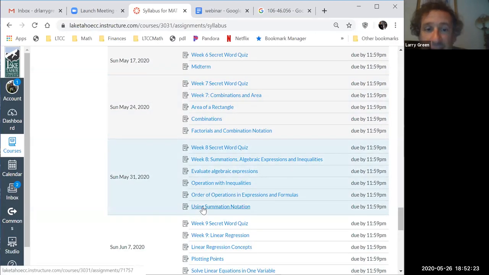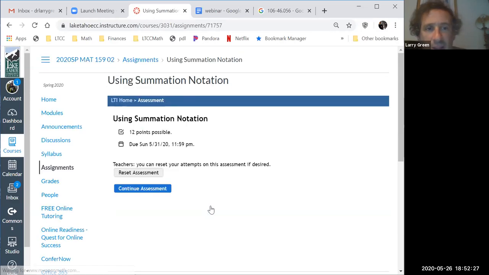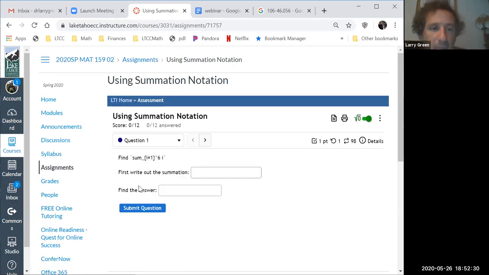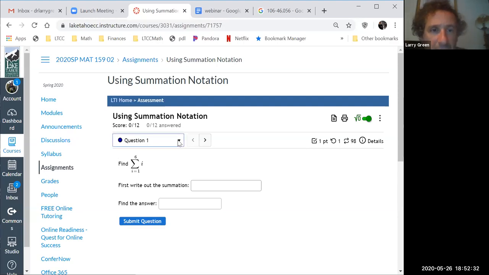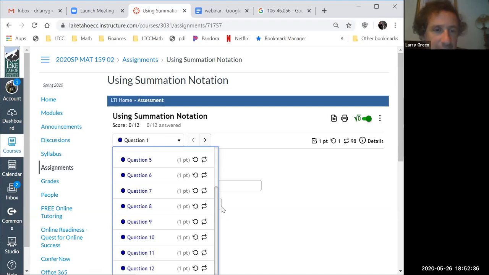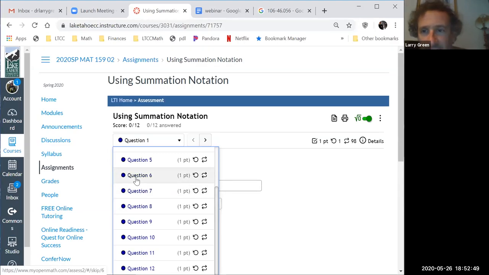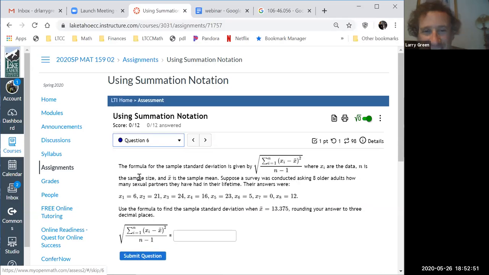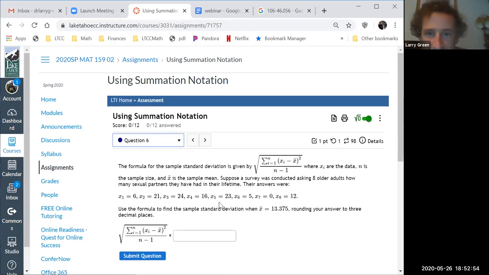And that is using summation notation. Okay, so there's actually fewer this time. How about pick a number between 6 and 12? Okay, I saw 6 first and then 12. How's that? We're gonna do a couple.